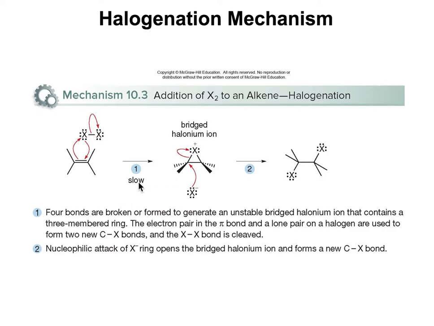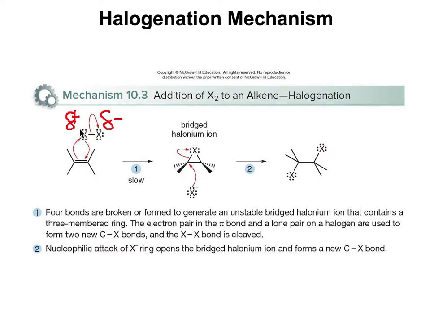What forms is this three-member ring when the alkene reacts with the X that has the delta plus. Here I have delta plus, here I have delta minus. So the delta minus X will leave, and we'll take care of that later. But the halogen that has the delta plus will form this bridged halonium ion.